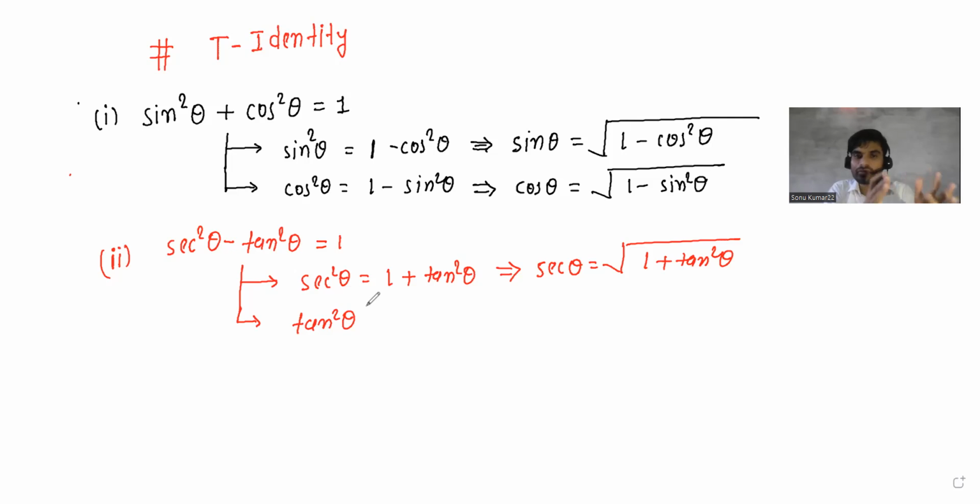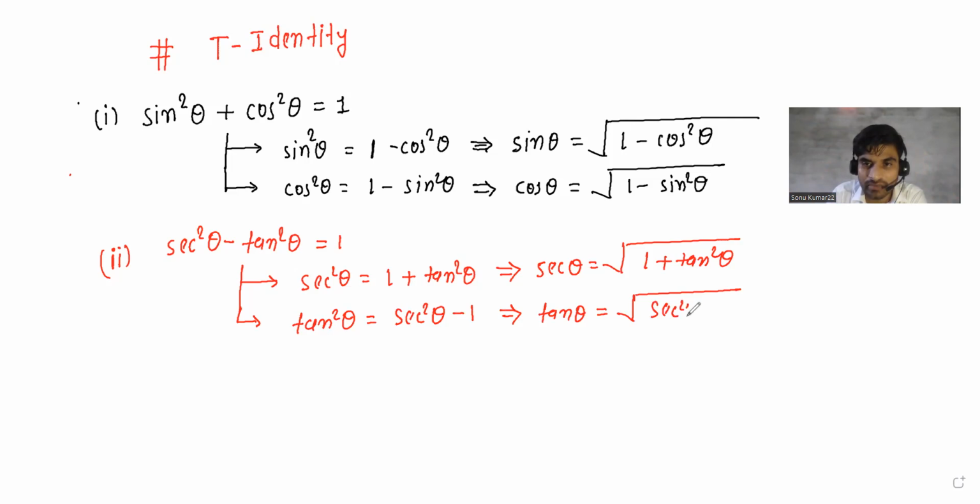From here, we can also calculate the tan square theta value. Minus tan square theta is given. We can shift this minus tan square theta to the right side, it will become plus tan square theta. And the 1 going to the left side will become minus 1. It means sec square theta minus 1 is equal to tan square theta. We can write tan square theta is equal to sec square theta minus 1. From here, we can find the tan theta value is equal to under root sec square theta minus 1, okay.